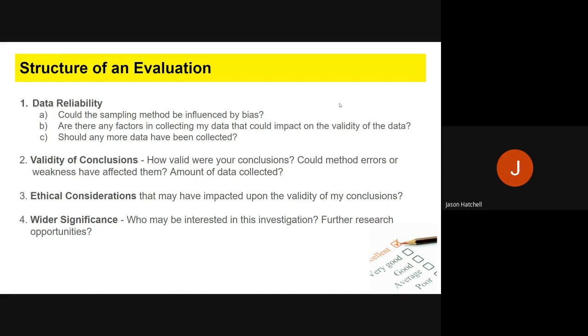What could you do with this next? If you were to do this again, what could you do extra that would further strengthen the investigation? Could you again do it and repeat the steps in a similar place or a different place? What else would you consider? How could you take it further? So I'm going to take you through now some examples again of an evaluation.